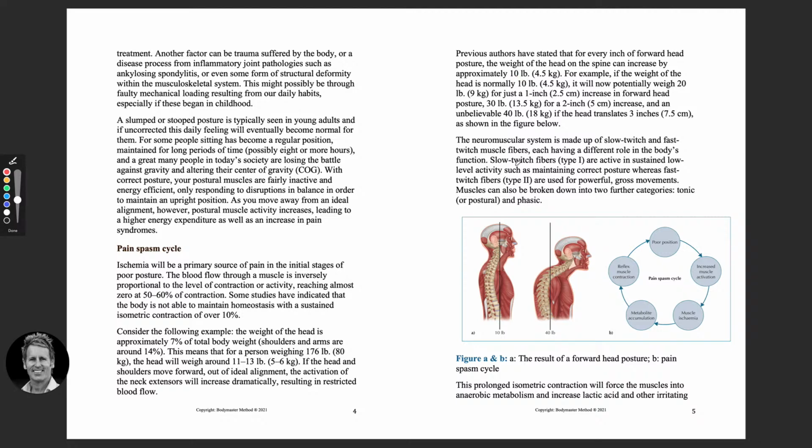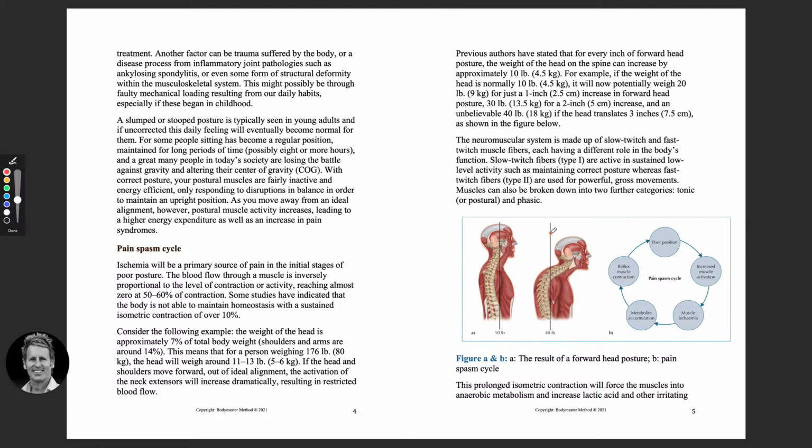So for instance, if it translates forward 1 inch, then it adds on 10 pounds, so it now weighs 20 pounds. And again, if it translates another inch, it's now 30 pounds, another inch is now 40 pounds. So it doesn't mean the weight of a head is 40 pounds, it's almost like a leverage. If a crane is picking up a heavy weight, then it might have a heavy weight posterior to it, like a ballast to counterbalance that.